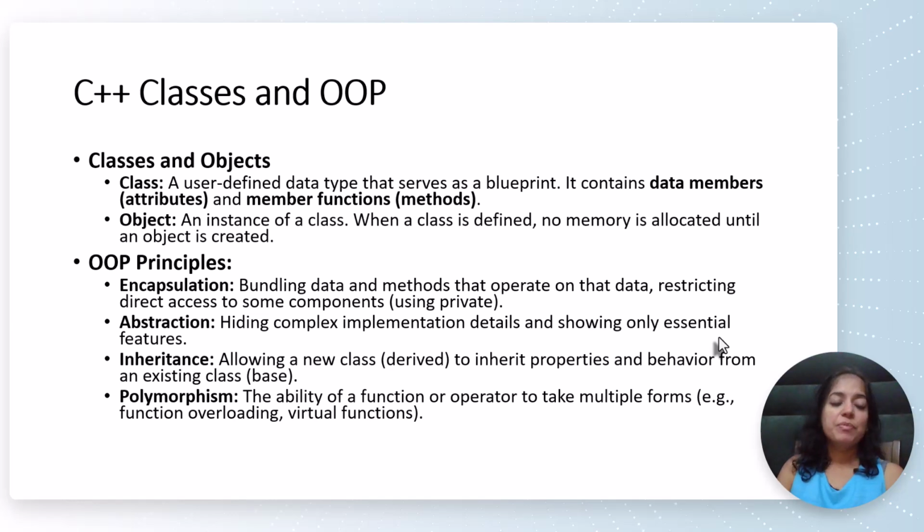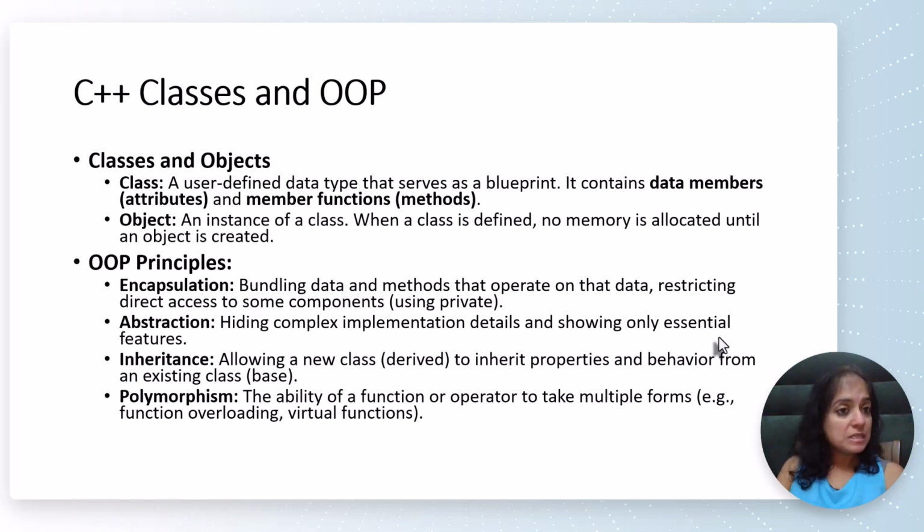Then classes. A class is a blueprint that defines how the object will be. It has data members, which are called attributes, and member functions, which are the methods. Then an object is an instance of a class. Whenever a class is defined, no memory is allocated until an object is created. So the class is just a template, a blueprint to define an object.